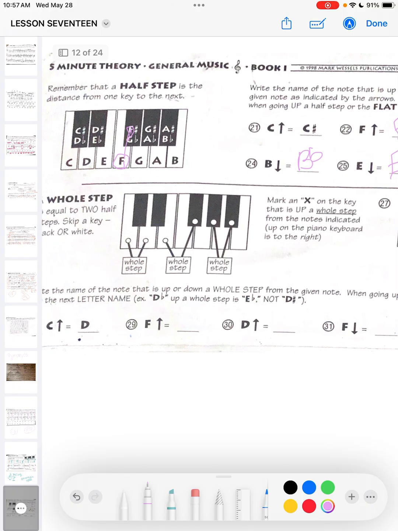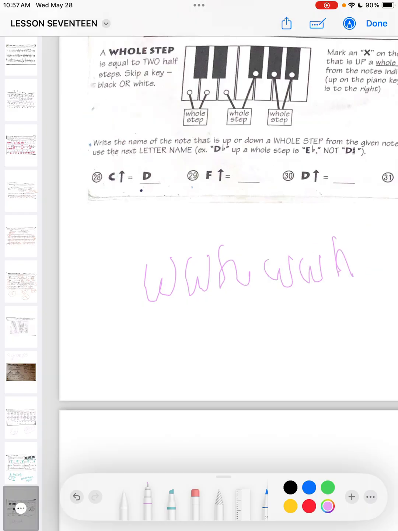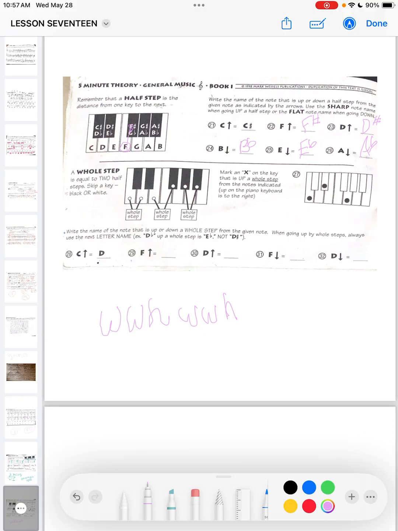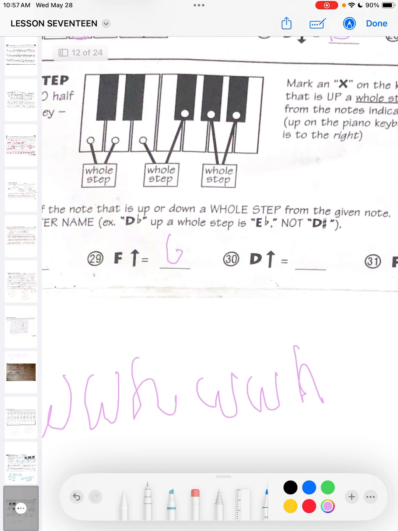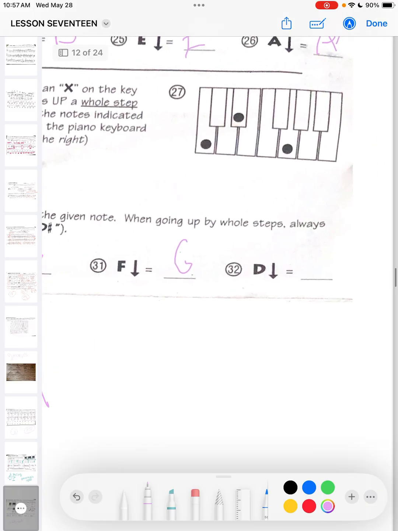Alright. And a whole step up. Whole step, whole step. I know how major scales are built: whole, whole, and half. So F, G. This is going to be another one. F and the G goes up. D to the E goes up. And F and G. Then D and E.